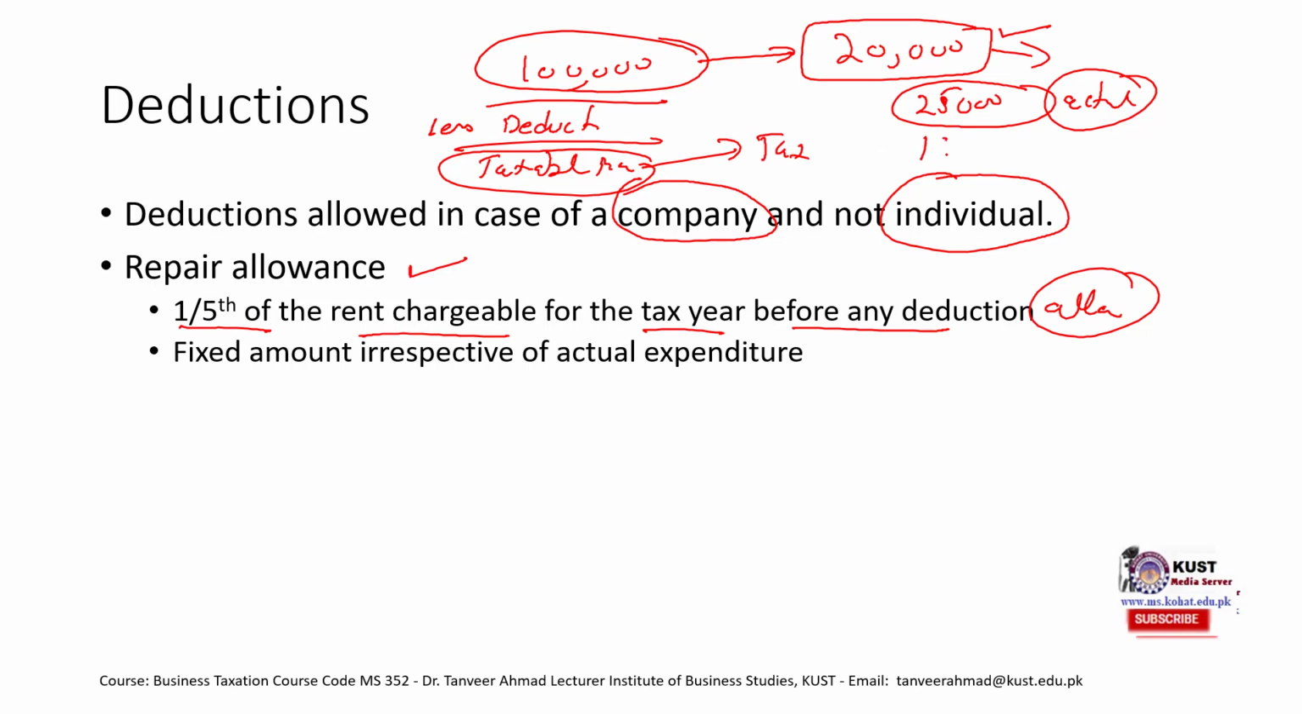But let's just say if our actual expenses were 15,000 rupees, then should we deduct the actual expenses or the 20,000 rupees? The rule says it is a fixed amount irrespective of the actual expenses. We do not need to look into the actual expenses when it is the case of repair allowance. We would simply deduct 1/5 of the rent. So irrespective whether the actual expenses are higher or lower, we would deduct 20,000 rupees.